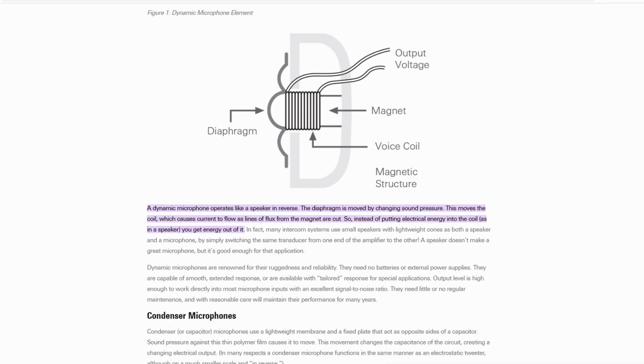The main difference between a dynamic and a condenser or capacitor microphone is the way they convert sound into electric signals. Also, keep in mind that a condenser microphone is going to require 48 volts phantom power. A dynamic microphone converts sound waves into electrical signals using electromagnetism. You have a diaphragm, voice coil, and a magnet. The diaphragm is moved by the changing sound pressure, which moves the coil, and thanks to electromagnetism, causes current to flow.